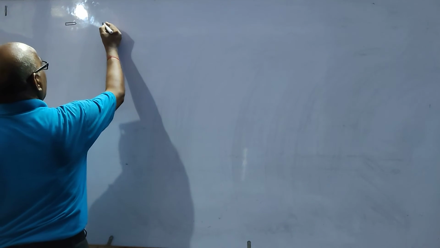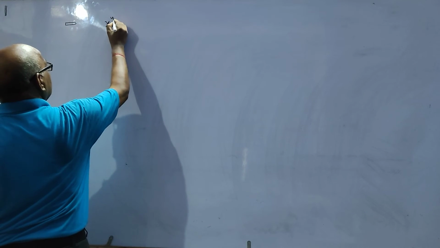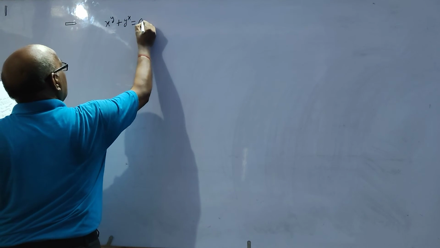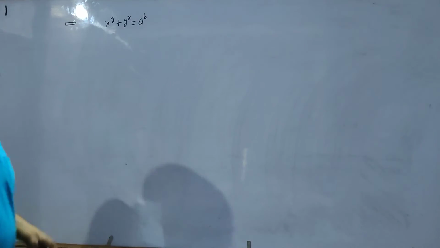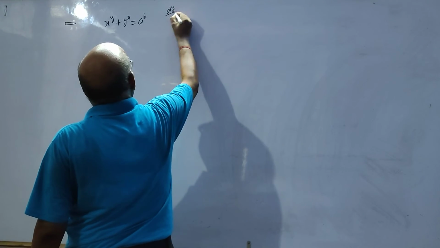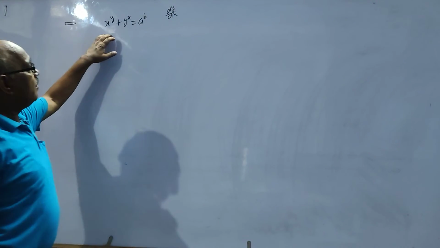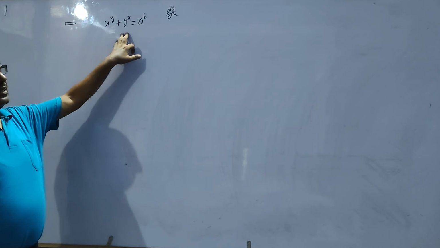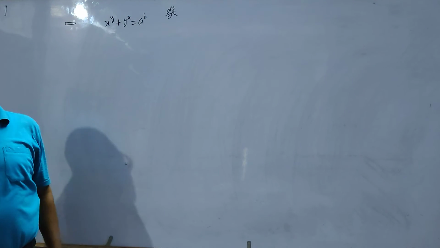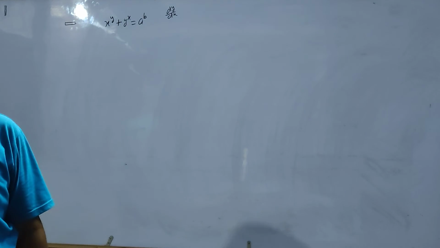Now here the problem is x to the power y plus y to the power x is equal to a to the power b, where a and b are constants. We are supposed to find the value of dy over dx. With the help of this equation you are supposed to find dy over dx.